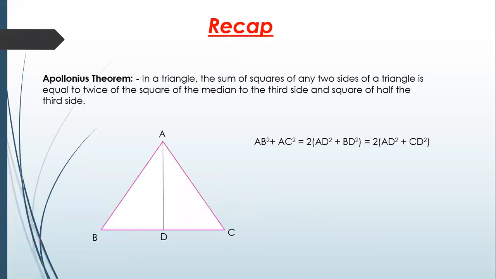So Apollonius theorem, this is very important for PRMO, NSEJS or KVPY. In KVPY also questions have come from Apollonius theorem many times. Apollonius theorem states that for a triangle ABC, if AD is the median, then AB square plus AC square equals 2 times AD square plus BD square. And since AD is a median, BD is equal to CD. Therefore, it can also be written as 2 times AD square plus CD square. So this is Apollonius theorem, and it is very important for many questions which include a median.